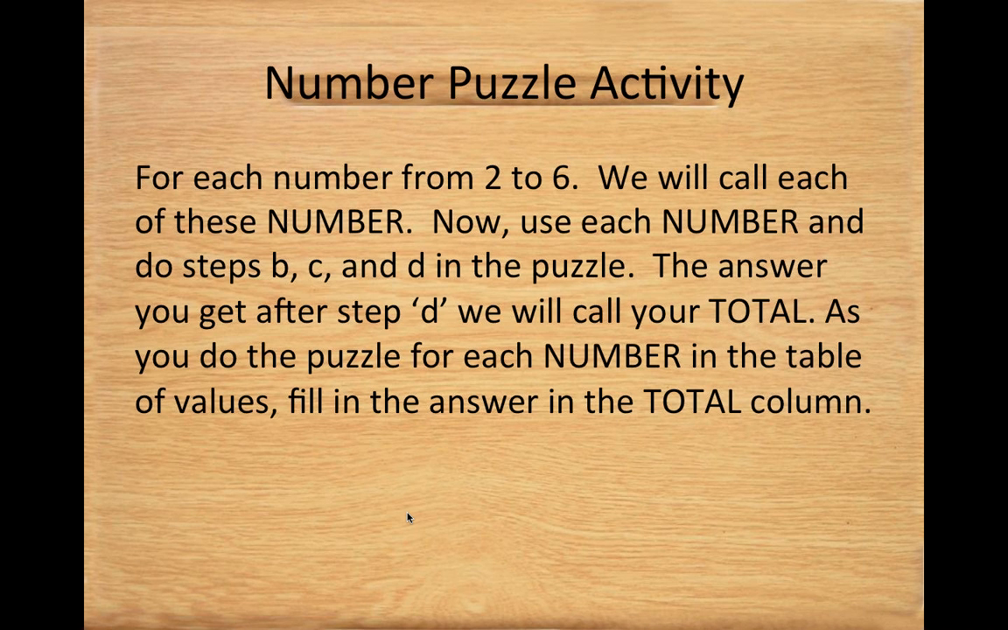And again, the number puzzle is you're going to take the number, you're going to double it, add 3, and then double it. And as soon as you double it that second time, that's going to be your total. So for example, if you took 2, you would double it and get 4, add 3 and get 7, and then double it again and get 14. That's what goes in the total column.